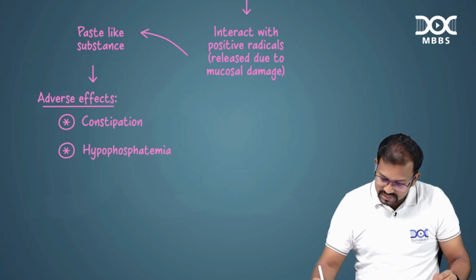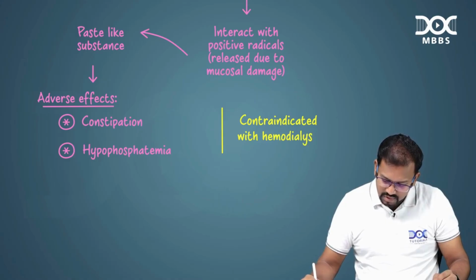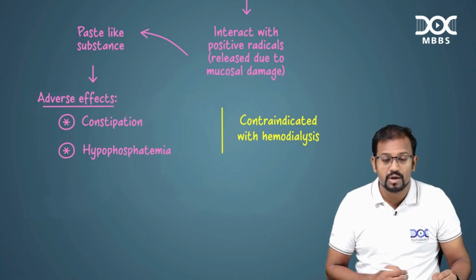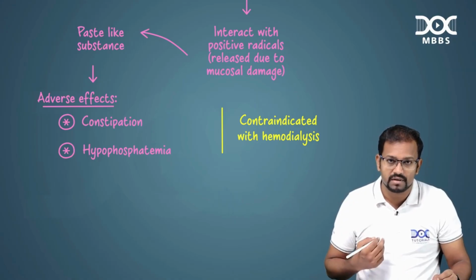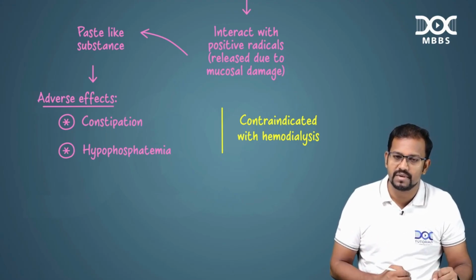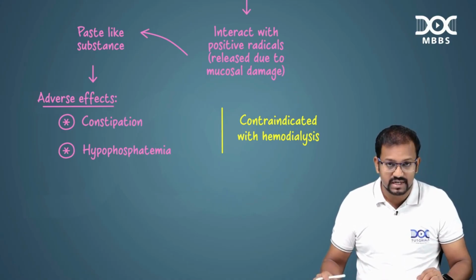This is also one of the reasons why sucralfate is contraindicated in patients with hemodialysis. Sucralfate is contraindicated in patients with hemodialysis. Why? Because the aluminum might be overloaded in their blood. There might be overload of aluminum. That's the reason why this drug is contraindicated in patients who are on hemodialysis. These are the salient features of sucralfate, guys.